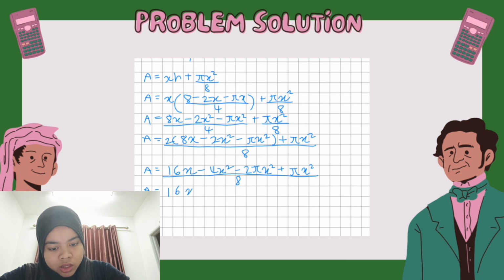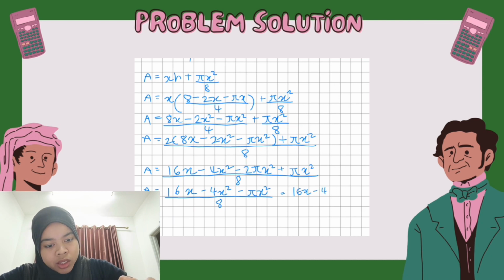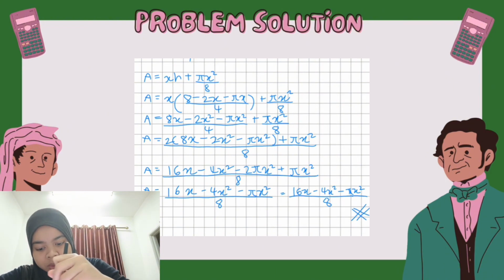Now look at the question. The question is the same, right? The area that was shown is A equals 16x minus 4x squared minus pi x squared over 8. So now we got the same one, so it has been shown.